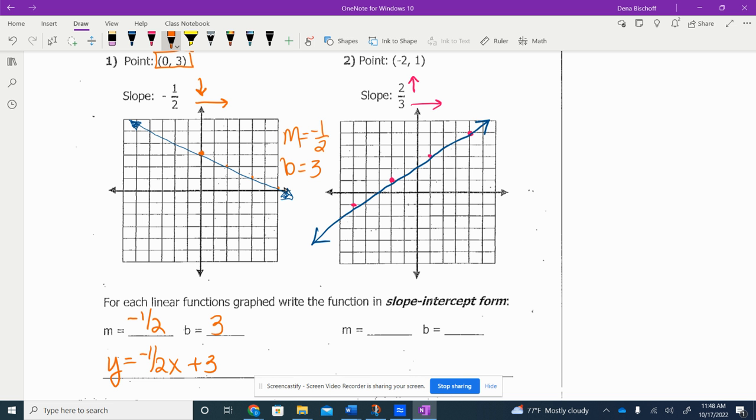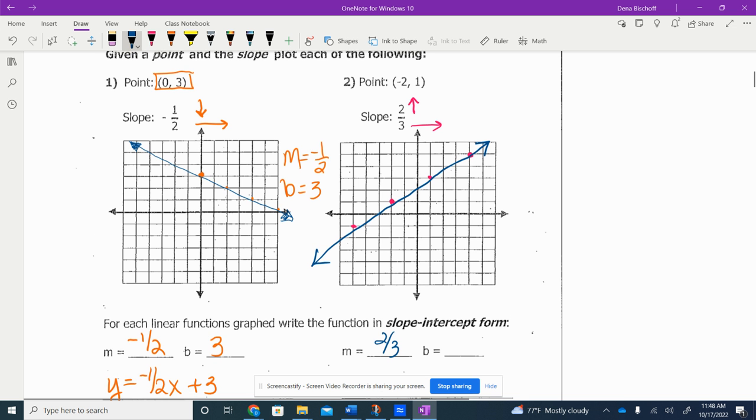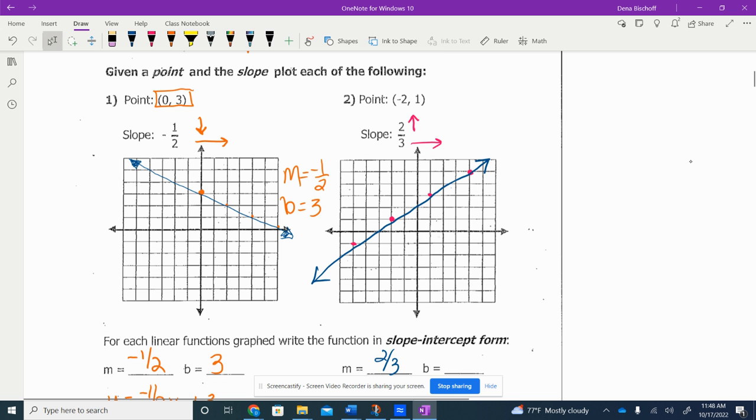The iffy part, the reason we love point slope form, is because when I look at the second equation that I graphed, I know that it has a slope of 2/3, but I can't tell exactly where it crosses the y-axis. So I'm going to start off by writing that equation in point slope form. So what's that going to look like? I have to write this in point slope form and then solve for y so I can figure out what the b value is. So how do I do that?